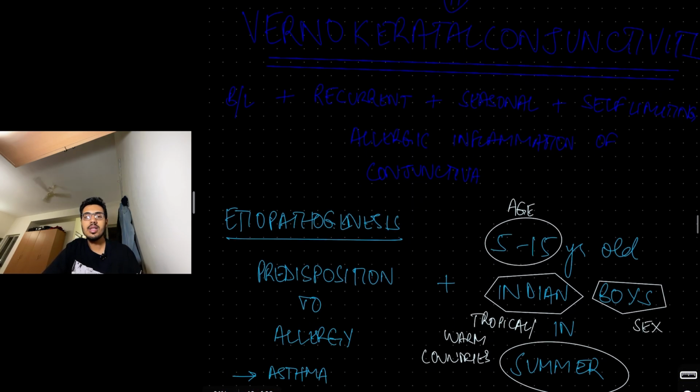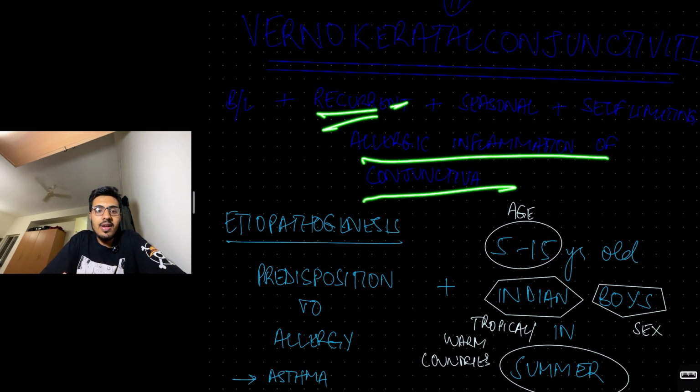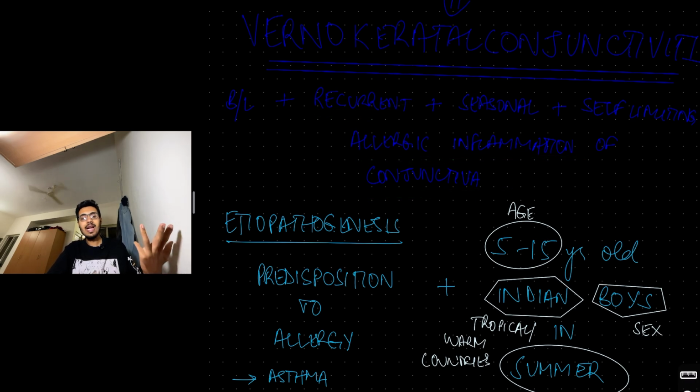Vernal keratoconjunctivitis, a few important things you need to remember: it is bilateral. Of course, an allergy will be bilateral in most cases. Recurrent, intermittent, it will keep coming, symptoms come, symptoms go. It is seasonal. VKC is seasonal. Spring catarrh, think about it, spring, something involving seasons. Self-limiting. It's not like the symptoms are there throughout the day. It comes and goes. It stops by itself and then recurs. So it is an allergic inflammation of the conjunctiva that is bilateral, recurrent, self-limiting, and seasonal.